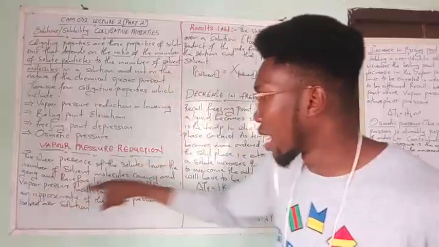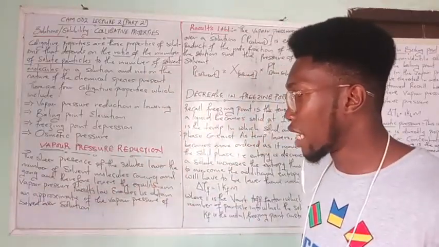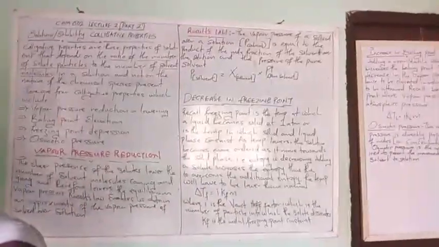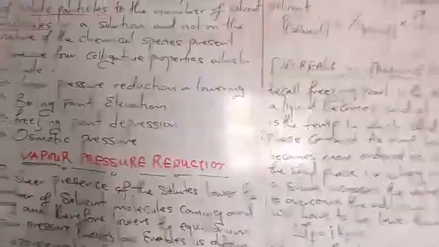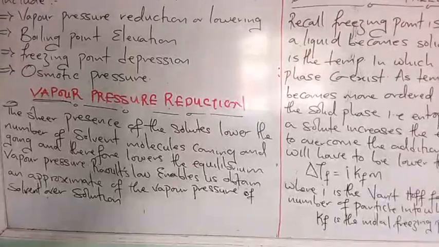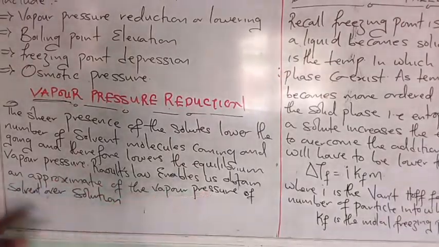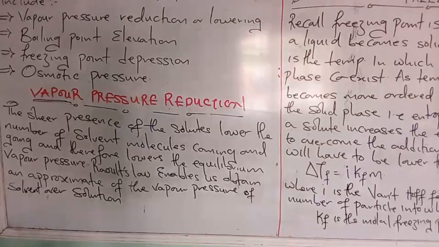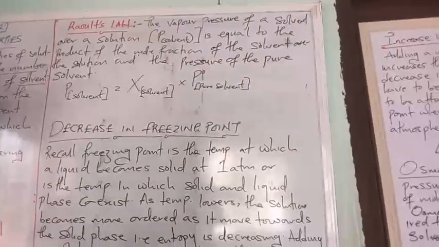Now, the whole of that process can be explained through Raoult's law. That's what we wrote here. We said Raoult's law enables us to obtain an approximate of the vapor pressure of the solvent over the solution. So that's what Raoult's law enables us to obtain. Now, what does Raoult's law state? Raoult's law states that, that's what you have here. Raoult's law states that what?